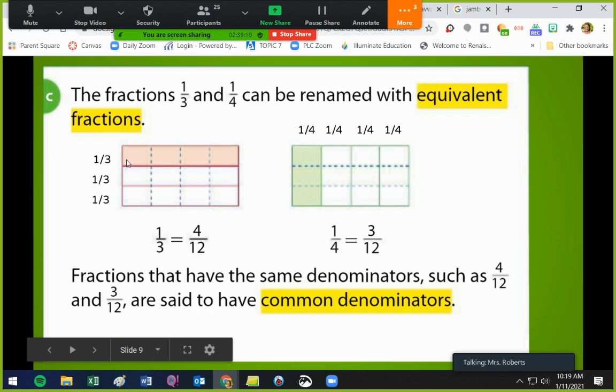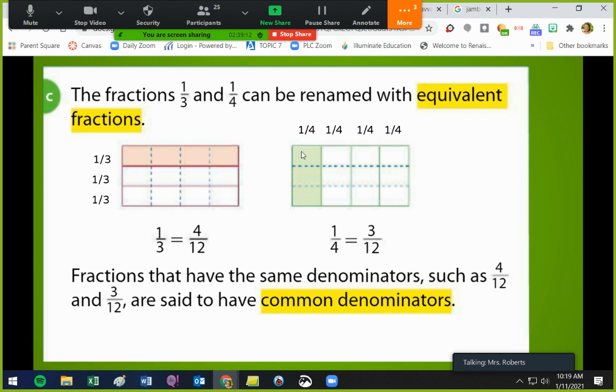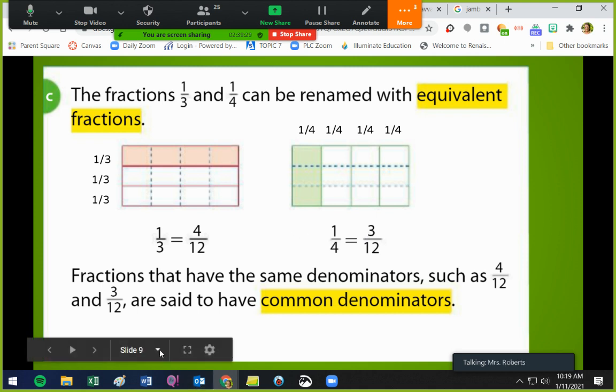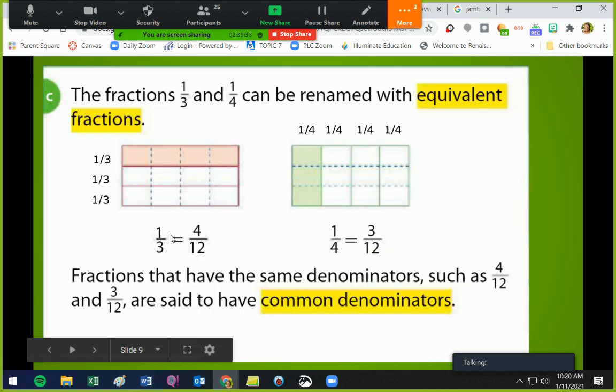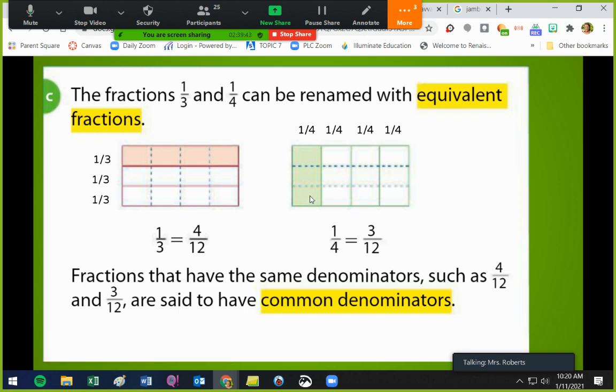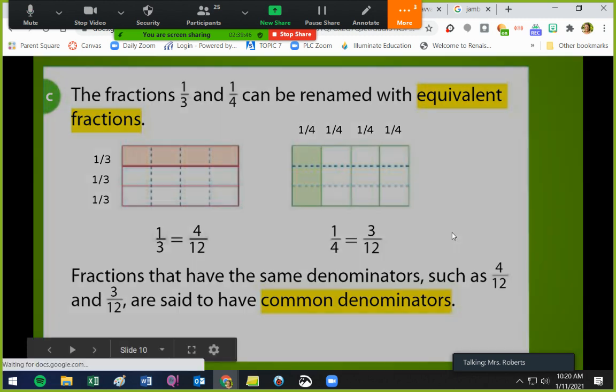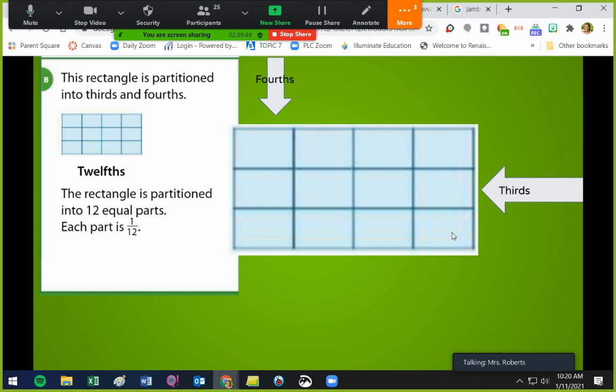So look here. If I want this whole row, because 1 whole row is 4 pieces, so 1/3 of the whole thing is 4 pieces. And then 1/4 of the whole thing is 3 pieces. Okay, so that was our target. If we go all the way back to this first slide, our target for today is I can find common denominators, meaning I can find a number that they both go into and I can split this up to find common denominators. Okay, I think the more examples that we do, this is going to get a little bit easier.